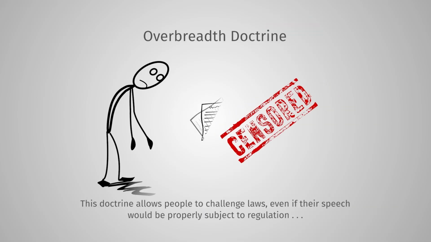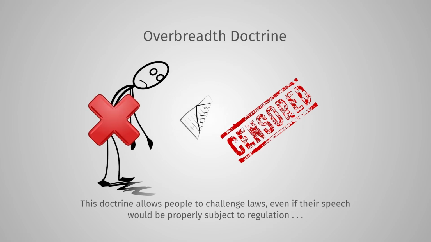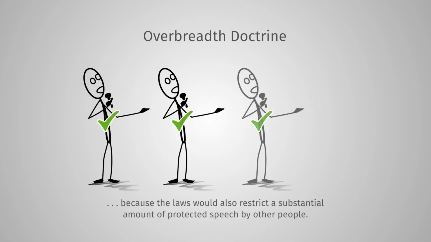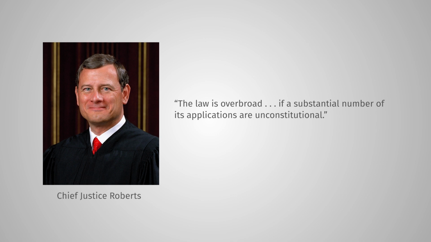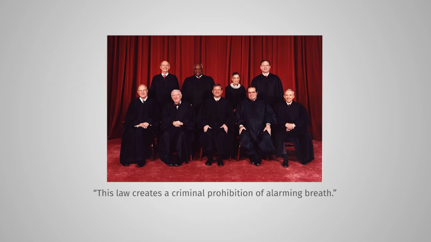Therefore, the Court reviewed the statute under the so-called overbreadth doctrine. This doctrine allows people to challenge laws even if their speech may be properly subject to regulation, because the laws would also restrict a substantial amount of protected speech by other people. Chief Justice Roberts explained that the law is overbroad if a substantial number of its applications are unconstitutional. Here, the Court found that the statute was way too broad. This law creates a criminal prohibition of alarming breadth.